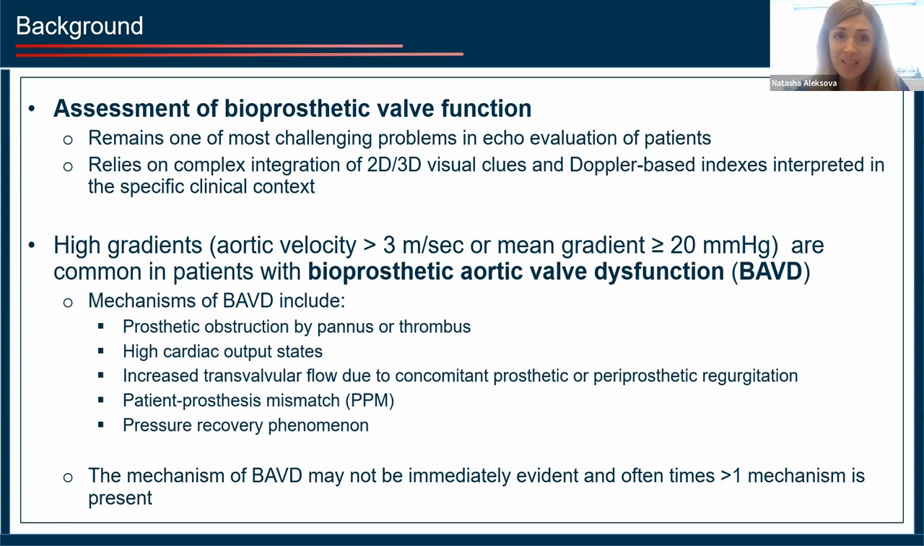The mechanisms of BAVD are numerous and they include prosthetic obstruction by pannus or thrombus, high cardiac output states, increased transvalvular flow due to concomitant prosthetic or periprosthetic regurgitation, patient prosthesis mismatch, as well as pressure recovery phenomenon. We do know that the mechanism of BAVD may not be immediately evident, and oftentimes more than one mechanism is present.